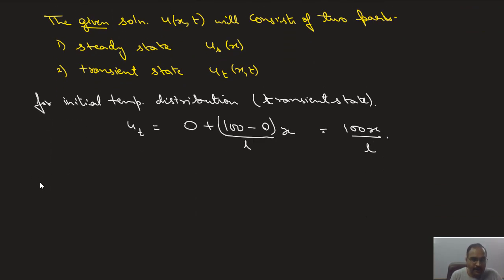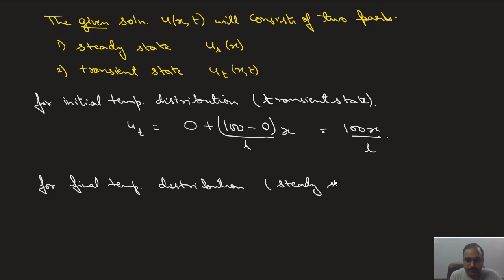Now for the final temperature distribution, that is the steady state. Here we have us equal to the temperature at A plus the temperature at B minus the temperature at A, over the length, into x, and that is equal to 0.